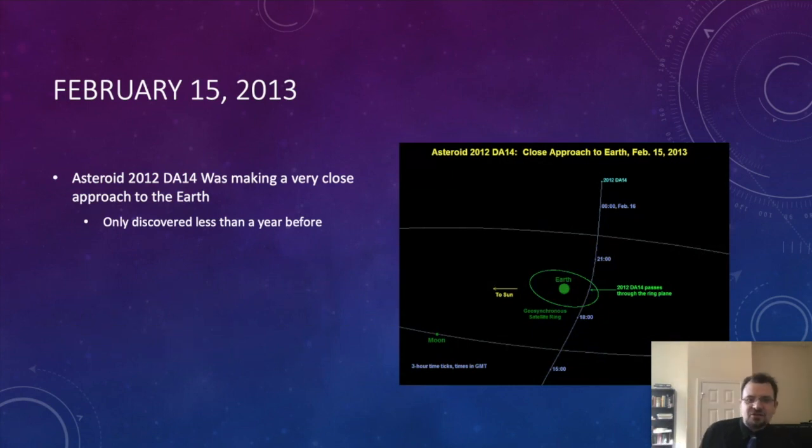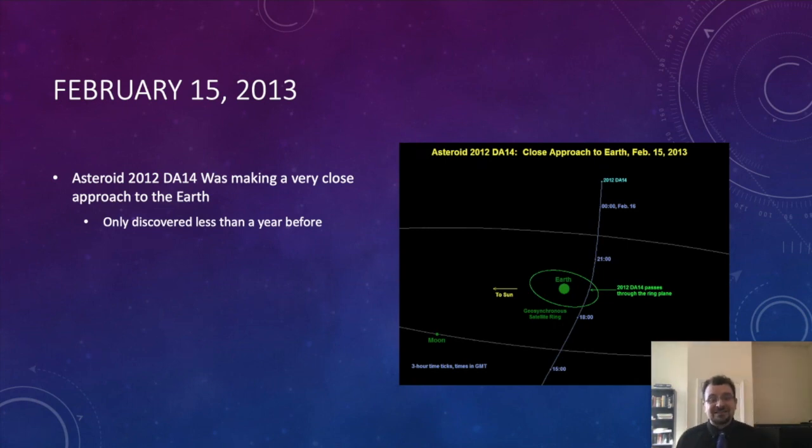So, let's go back in time. February 15th, 2013. This was before I became a physicist, but I was still known as the science geek at work, and I had a bunch of coworkers that were afraid of this. Asteroid 2012 DA14, which sounds like an astronomer named it after their license plate, was making a very close approach to Earth. And that license plate kind of name is a code for when it was discovered. So it was the 14th asteroid that was discovered in a given week of 2012. And I believe DA is late July.